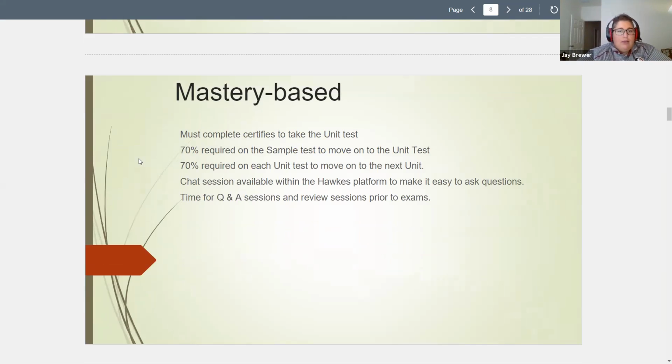Mastery-based course. That means that in order to certify for a unit, you have to have a 70% on the sample test and a 70% on the unit test to move to the next unit. And there are chats available to help with more of the nuances of the Hawks platform, and Q&A sessions and review sessions prior to the exam.